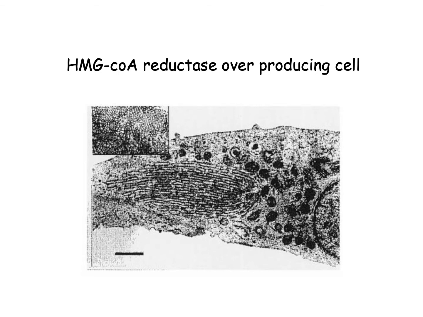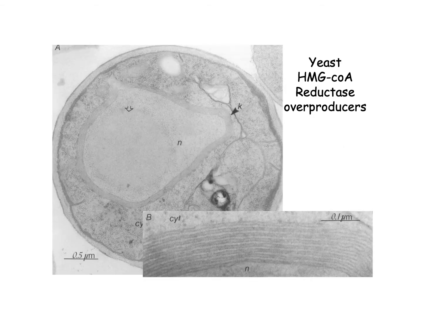There's another picture of a yeast cell that's overproducing the same enzyme, and you can see the ER surrounding the nucleus in the big picture, and then zoom in on this picture on the bottom of the layer after layer of rough ER to accommodate the extra HMG-CoA reductase.